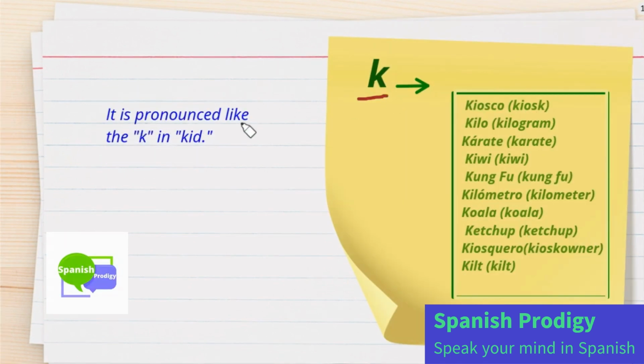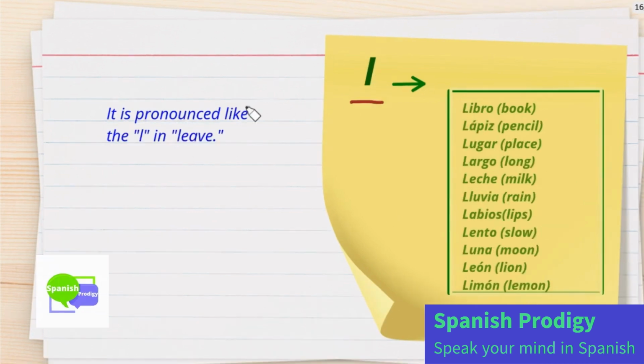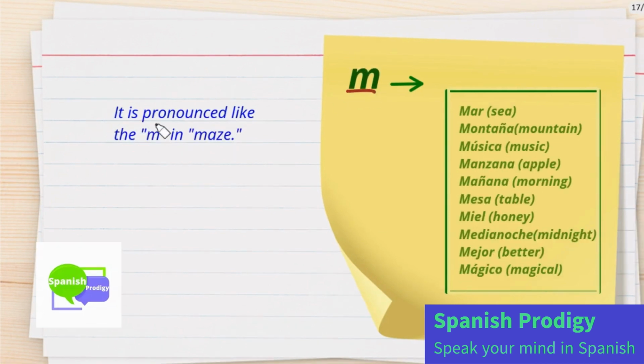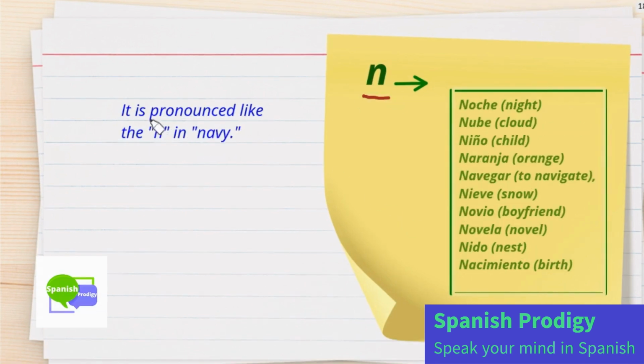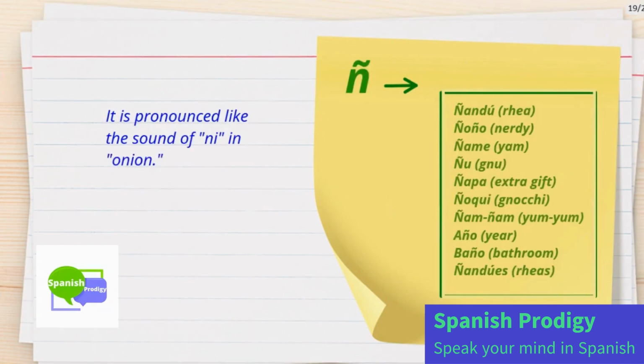The letter K. It is pronounced like the K in kid. The letter L. It is pronounced like the L in leave. Next letter, M. It is pronounced like the M in made. The letter N. It is pronounced like the N in navy. Next letter, Ñ. It is pronounced like the sound of the letter combination ni in onion.